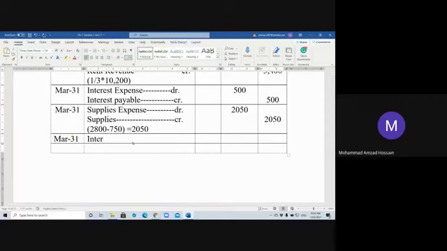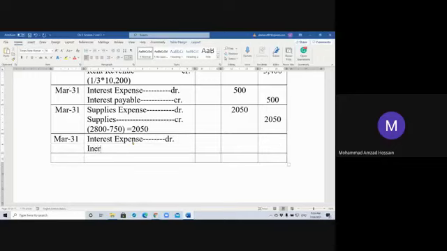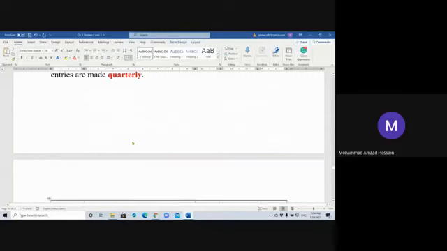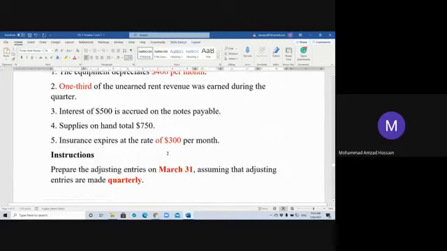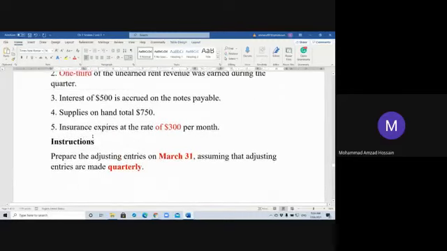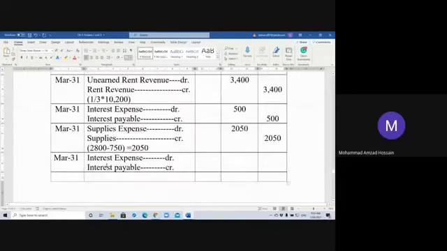Interest expense debit. Interest payable credit. Okay. So what will be the amount? Per month is 300. Oh, it is insurance. Sorry. Insurance expense debit. Prepaid insurance credit.